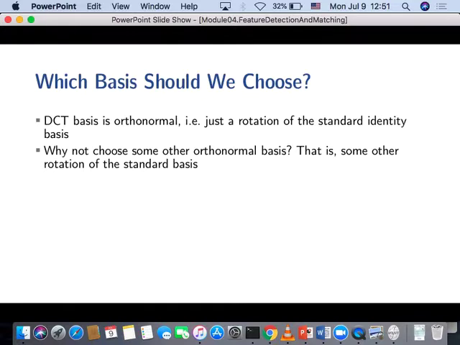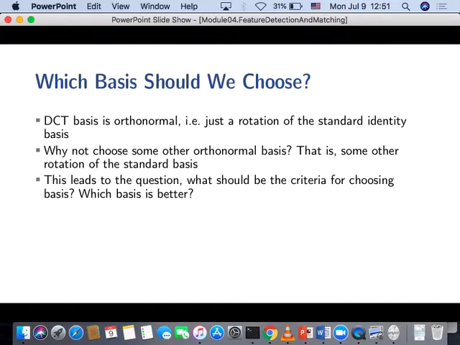Okay, so in fact the question is, how do I answer this question? Is there some other rotation of the standard basis which is better? You understand the question? So then the question becomes, how do I define better? How will I say basis A is better than basis B? Yeah. Sorry? I could check compactness. Yeah, that's a good point.